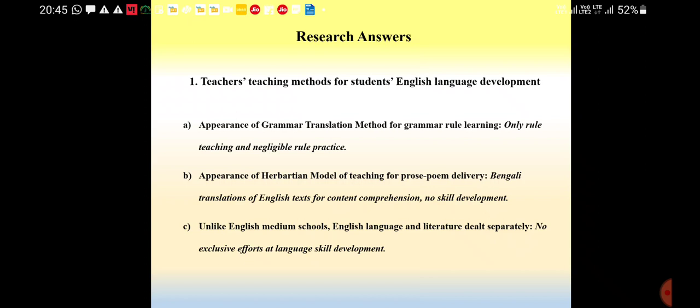For language skill development, unlike English medium schools, in Bengali medium schools, English language and literature were being dealt with separately. Hence, teachers were not seen to make any exclusive efforts at language skill development. So this was the teaching methodology.